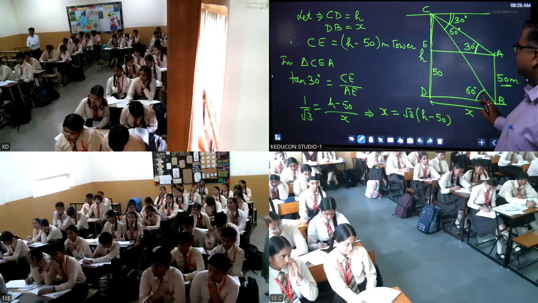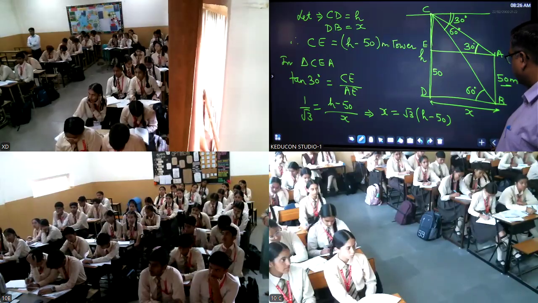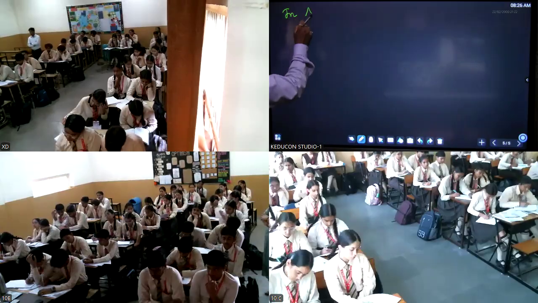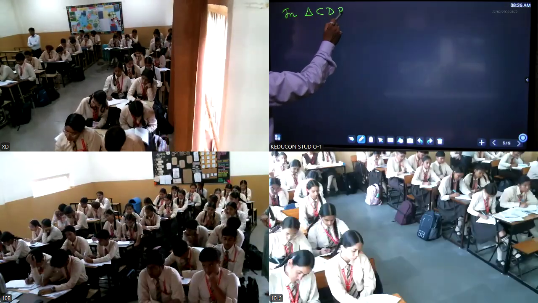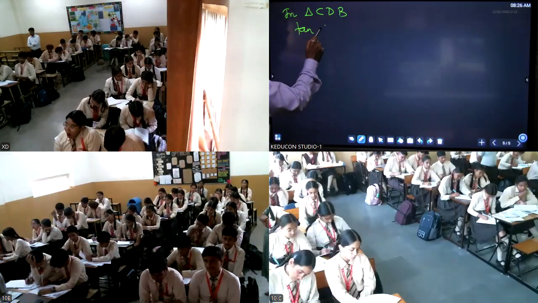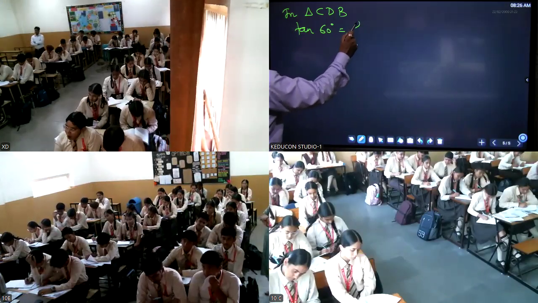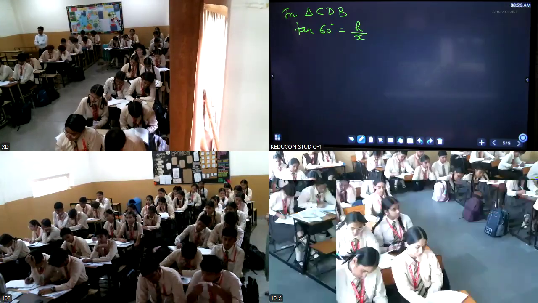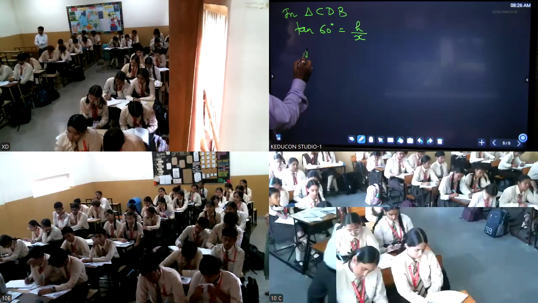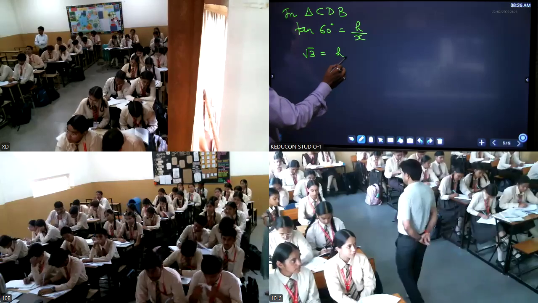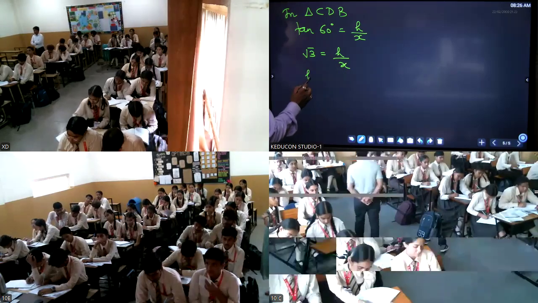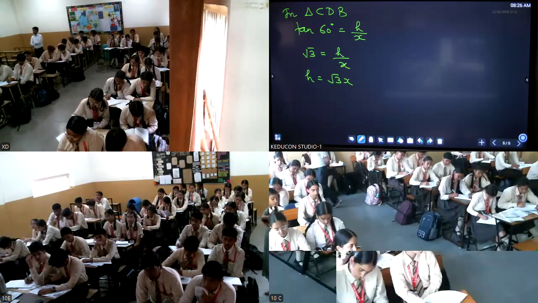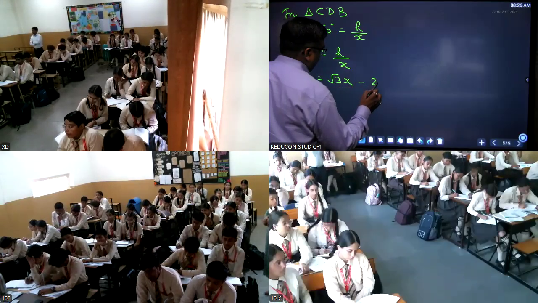सो सेकंड आ जाते हैं हम ट्रायंगल CDB में. तो यहाँ पे tan 60 will be equal to h upon x. In triangle CDB, tan 60 will be equal to h upon x. What is the value of tan 60? So from here, the value of h comes out to be root 3x. Now, this is the second equation.